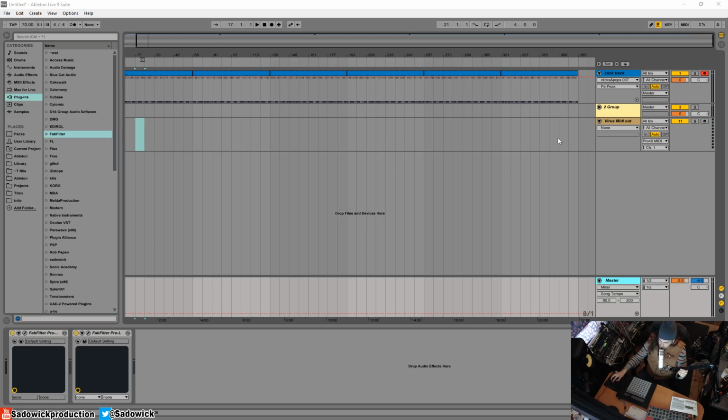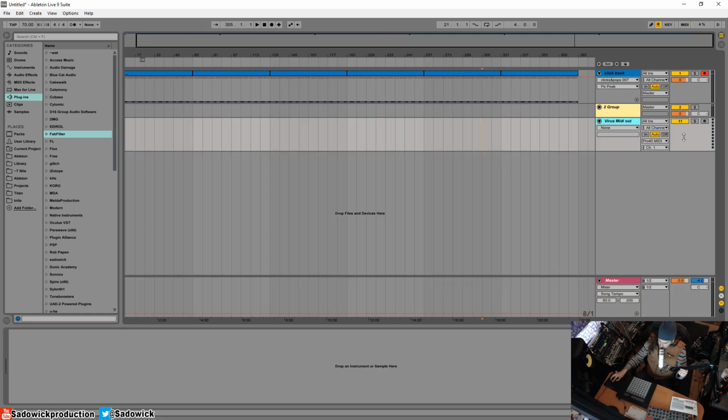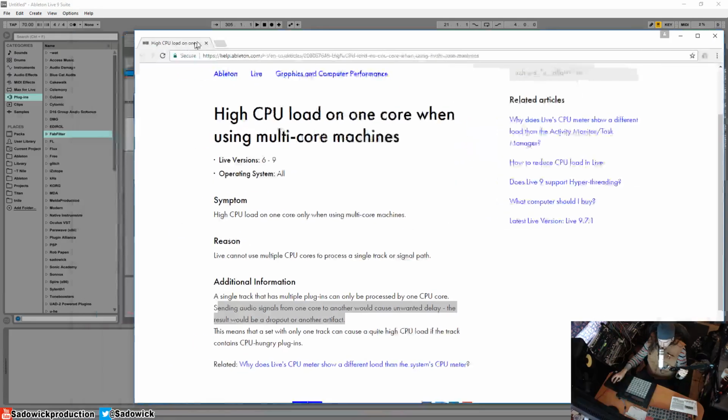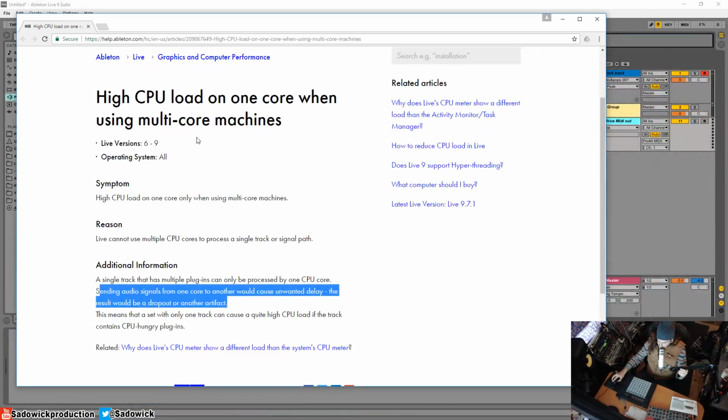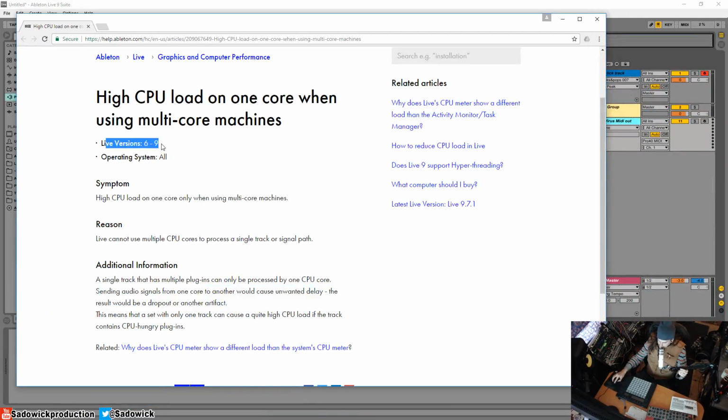How Ableton works is each track, each channel's effects or CPU can only be assigned to one core. And this is straight from the horse's mouth, affecting Ableton versions 6 through 9, all operating systems. The symptom is high CPU load on one core only when using multi-core machines. The reason is Live cannot use multiple CPU cores to process a single track or signal path. Very important to take that into account.